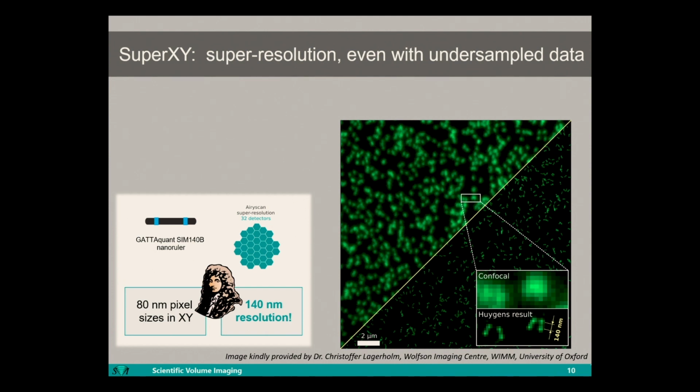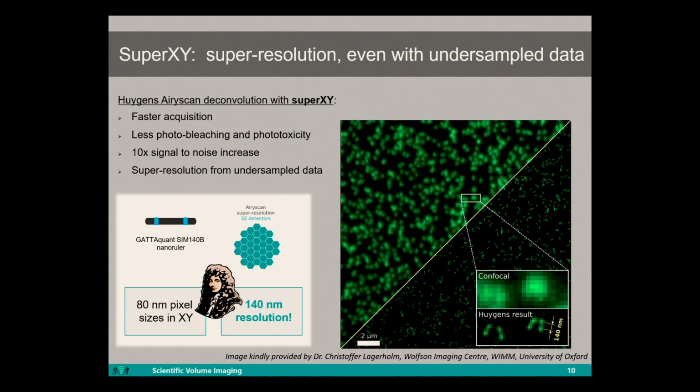Because Huygens SuperXY mode during deconvolution allows undersampling, you can image faster, have less photobleaching and phototoxicity, the signal can increase more than 10 times, and you get super resolution data from your undersampled data.